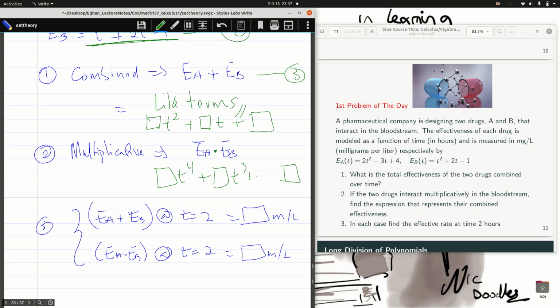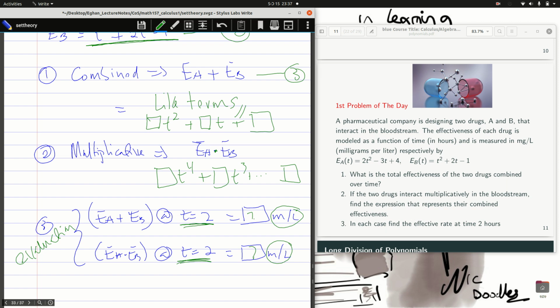So you find the answers in question 3. It says, in each of the cases, what is the effective rate at time 2 hours? And so this brings us to the third operation, evaluation. It means you want to solve the problem at t equal to 2. And it's going to be something milligrams per liter, something milligrams per liter. You must find this box.